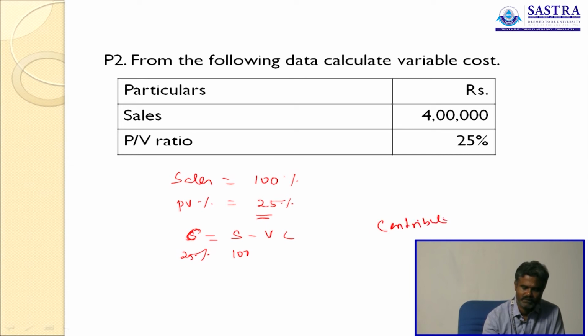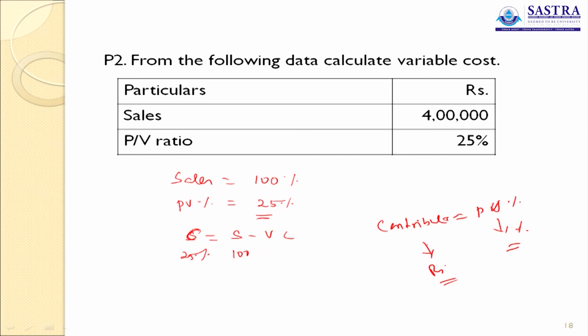Contribution equals PV ratio; it is in terms of percentage, and contribution is in terms of rupees, that's all. These are the only differences. Once you apply this percentage on sales, the contribution will arise. So contribution 25%, sales 100, so variable cost is 75%. Based on this equation, you calculate variable cost directly, no problem.